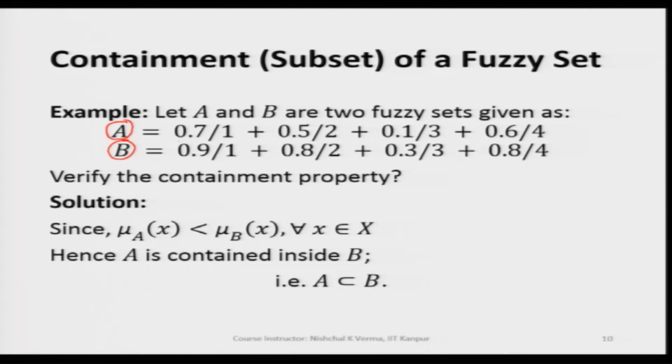So, this is the complement of fuzzy set A. Similarly, if we take this fuzzy set B, we can get the complement of fuzzy set B here. Please note that the universe of discourse here is given, and it contains 1, 2, 3, 4. So, we are excluding all other values other than 1, 2, 3, 4. This way we find the complement of fuzzy set B. So, this will be the complement of fuzzy set B.